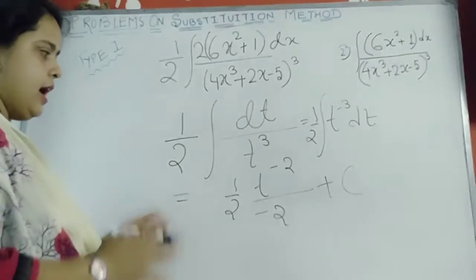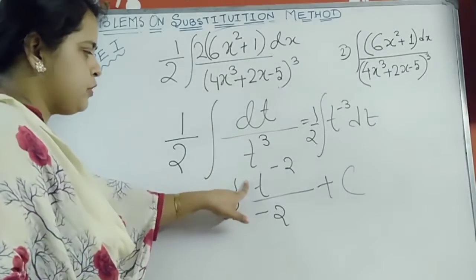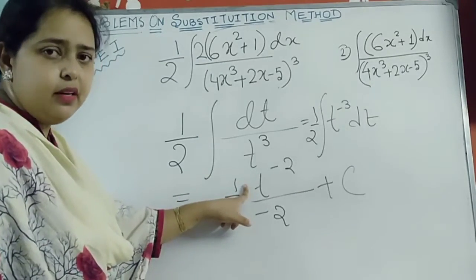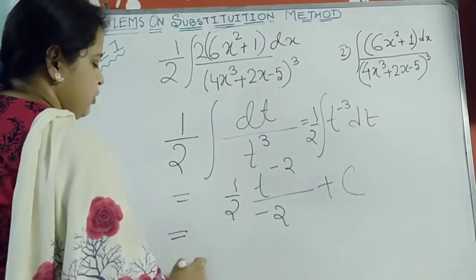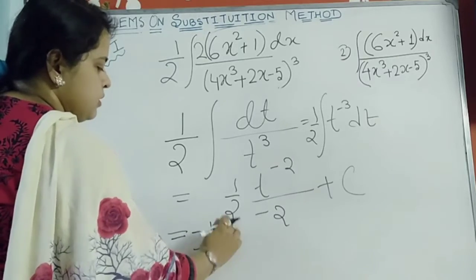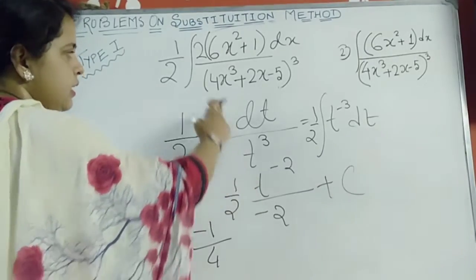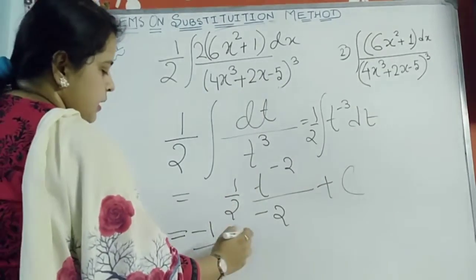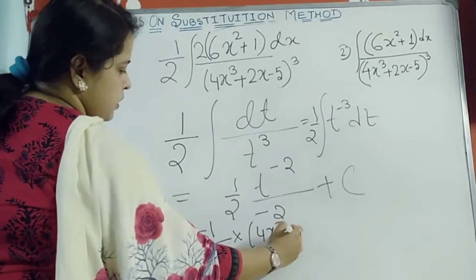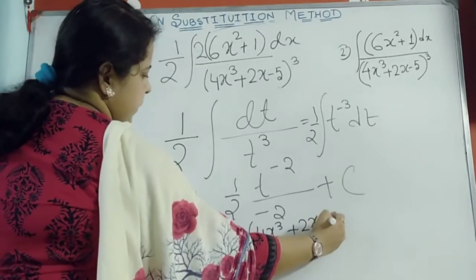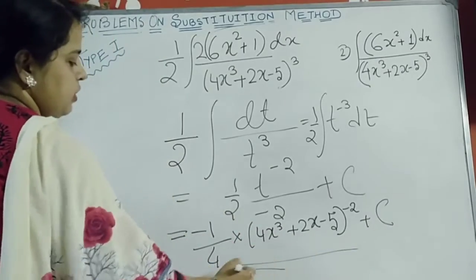Fine. But the most important work is still left out. What is that? To change this t variable into the x variable. That's a very important thing. In the last slide, I'm going to do that. So minus 1 by 4, because this 2 into 2 becomes 4 and the minus comes out, and the t, what was the t? 4x cube plus 2x minus 5. Let us substitute that: 4x cube plus 2x minus 5 to the power of minus 2, plus c. Have a look.